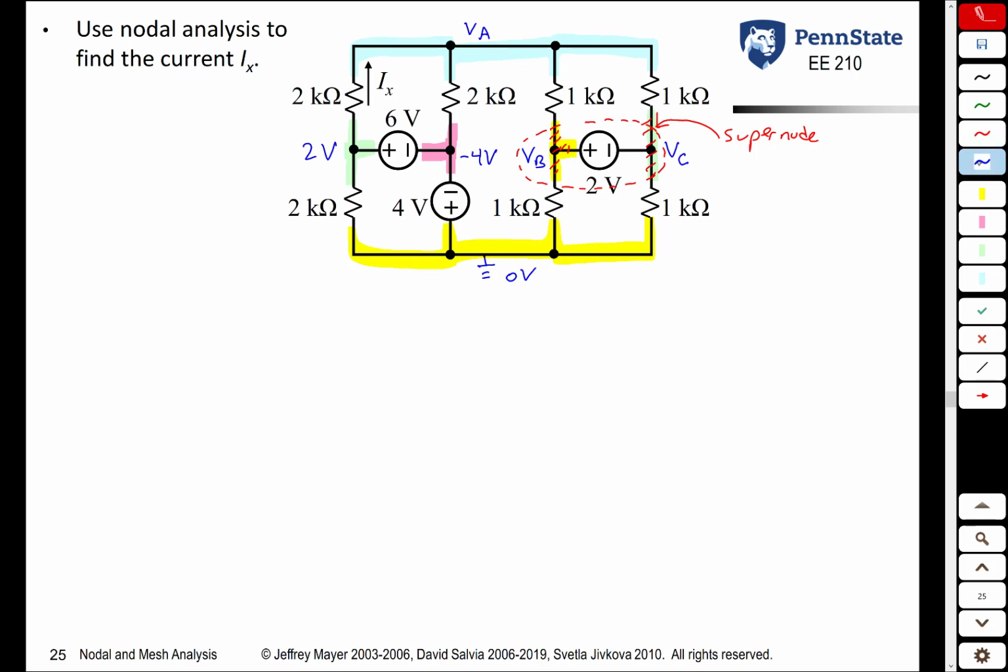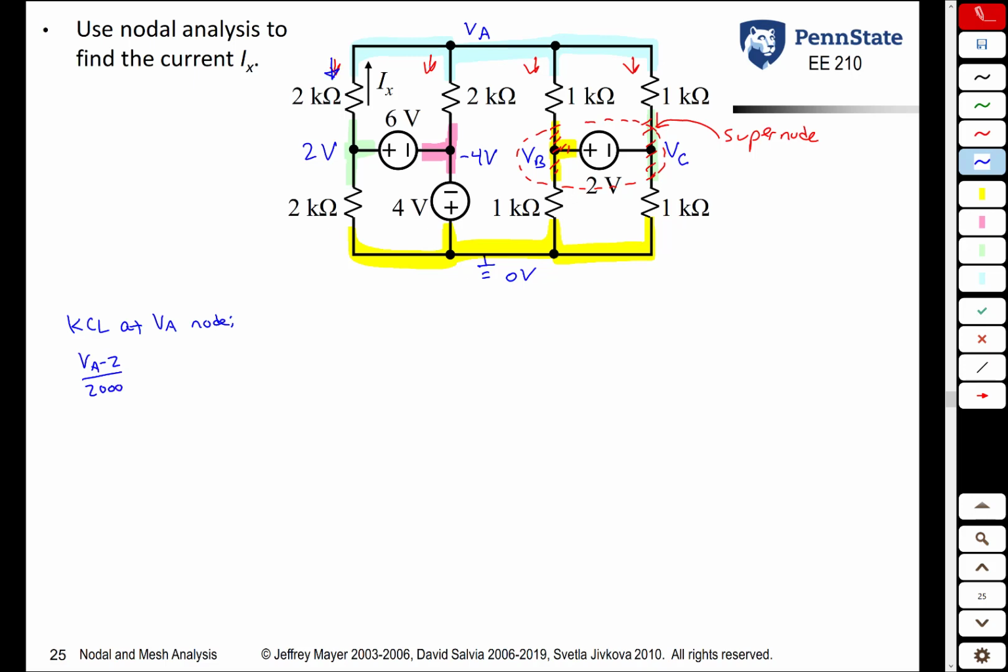Okay, now we can start writing our equations. Because we don't have any dependent sources, we don't have to worry about any control variables. So we can start writing our KCL equations. So we have a KCL equation at the VA node. We did this before. It's this current plus this current plus this current plus this current is equal to 0. So the current to the left is VA minus 2 volts over 2 kilo ohms.